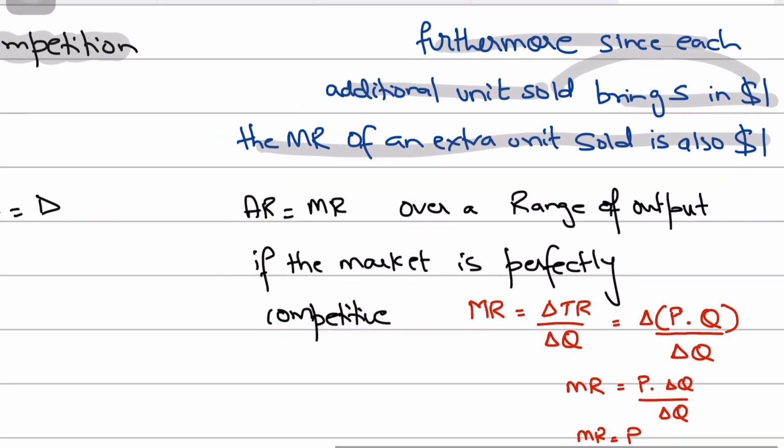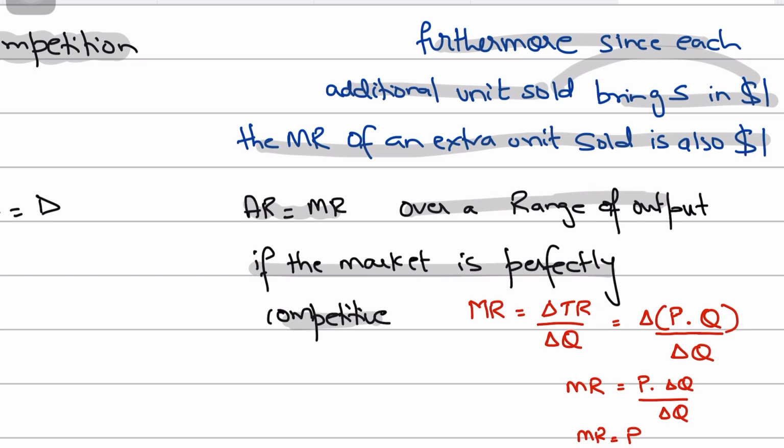So average revenue, remember guys, is equal to the marginal revenue over a range of output in the market, if the market is perfectly competitive. So in a market that has insane competition, or perfect competition, if the firm is selling products in such a market, the average revenue will always equal the marginal revenue over a range of output.